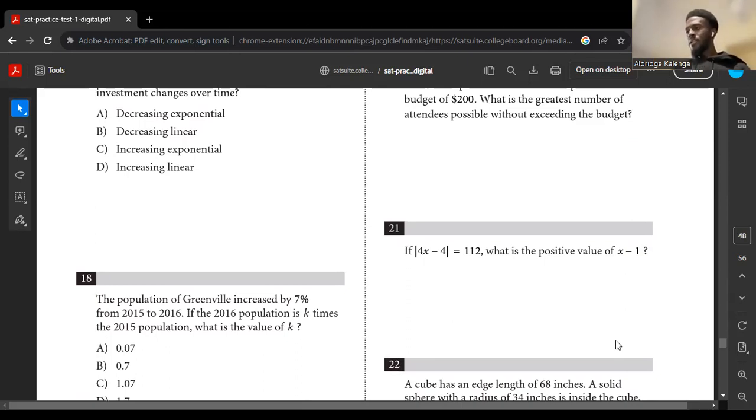What is the possible value of x minus 1? Okay, so we have the modulus of 4x minus 4 is 112.